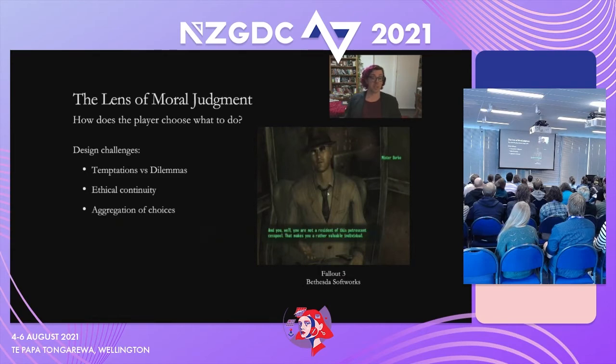The lens of moral judgment then asks us, how does the player choose what to do? Given the information that they know about the situation, what are their options and what are they going to choose to do? The big question here is to think about whether you're creating true moral dilemmas or whether you're creating what we would call moral temptations. A temptation is a choice between a moral outcome and an immoral outcome. Sometimes this is weighing up self-interest versus the interests of others, for example, getting a payoff for doing something which harms other people. Or else it could be actually deliberately choosing an evil path for the sake of roleplay, deliberately choosing something that causes suffering to others.